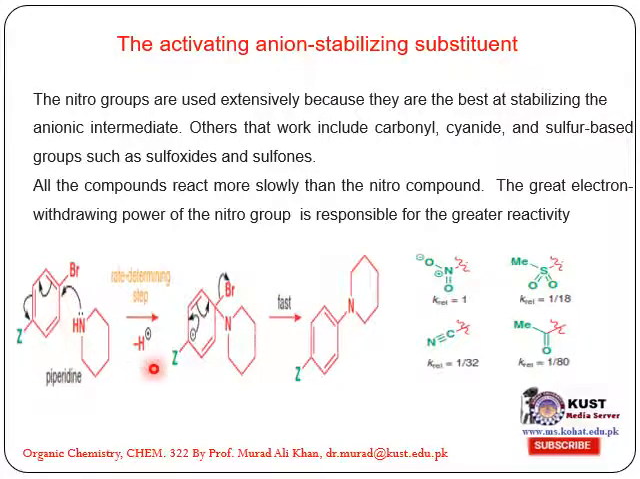Here, these are the groups. This is the rate determining step. The nucleophile has attacked the benzene ring. And then in the first step, the bromine has left, and we have this nucleophile piperidine added to the ring. There is a comparison. If we consider the nitro group as 1, the activity of the other groups are like this one, 1 by 18, 1 by 32, and 1 by 18. So this will activate the ring by this ratio as compared to the nitro group.